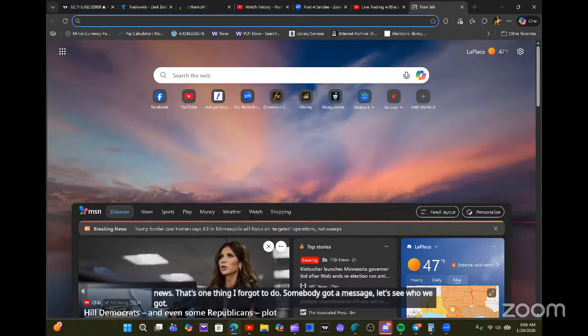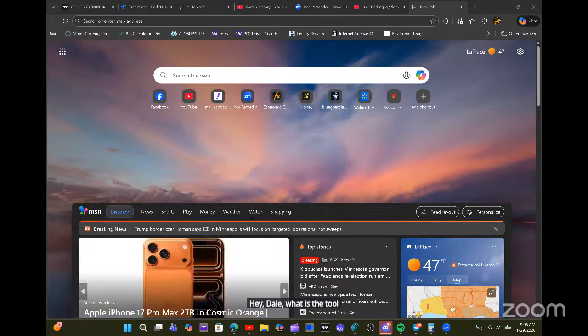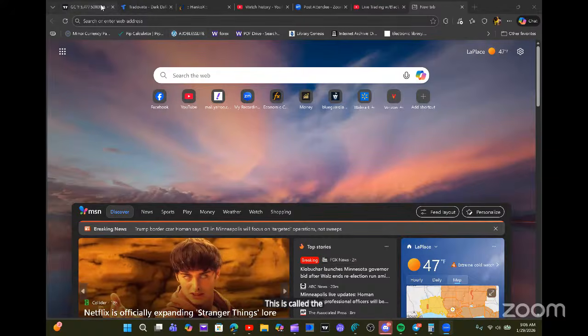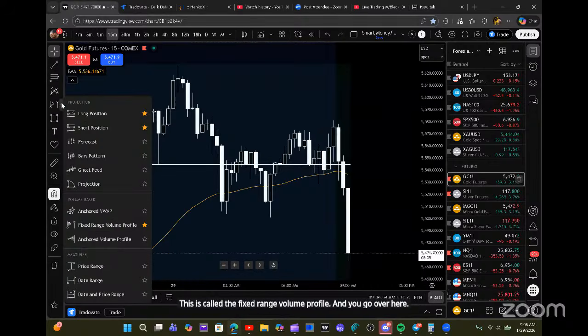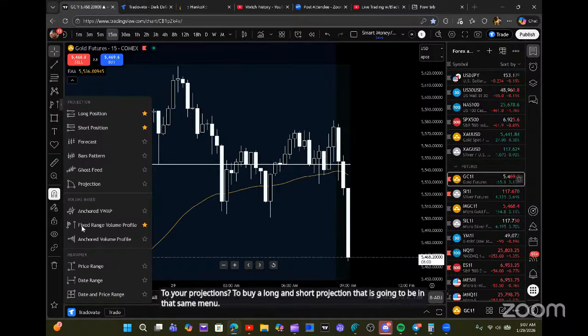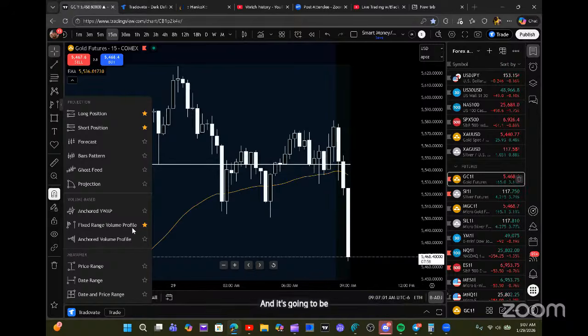Hey, Dev, what is the tool you are using? This is called the fixed range volume profile. And you go over here to your projections, where your long and short projection is going to be in that same menu. And it's going to be right down here, fixed range volume profile.